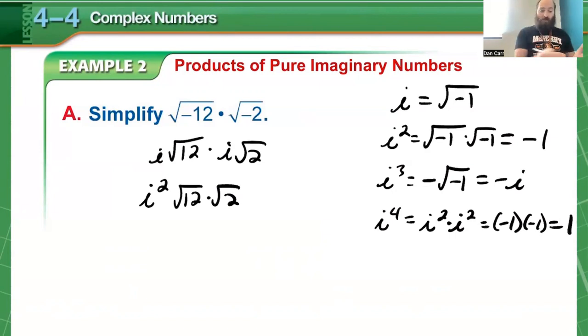So it repeats this pattern for all of these. i is the square root of -1, and it's just i. i squared turns into a -1. i to the third goes to -i, and then i to the fourth goes to +1. And that pattern repeats, so i to the fifth would go back to i. i to the sixth would be -1, i to the seventh -i, and so on and so on. So that means I have i squared, which turns into a -1.